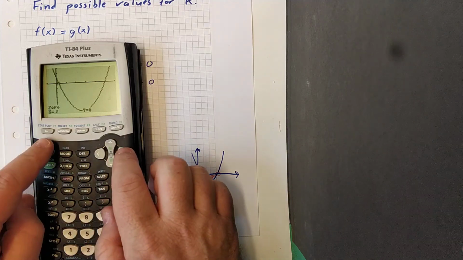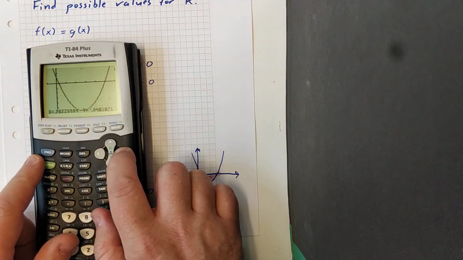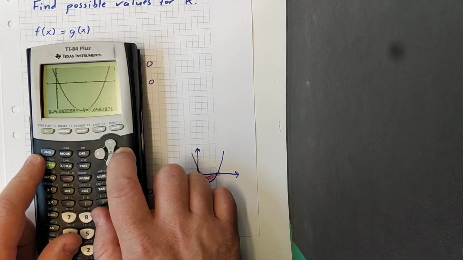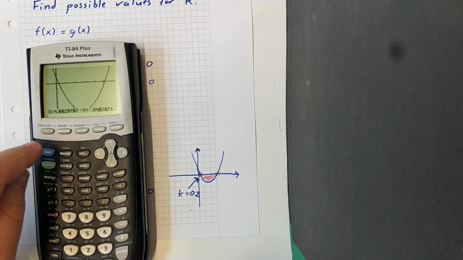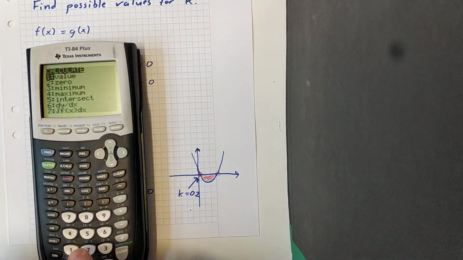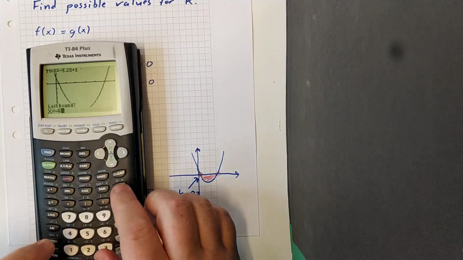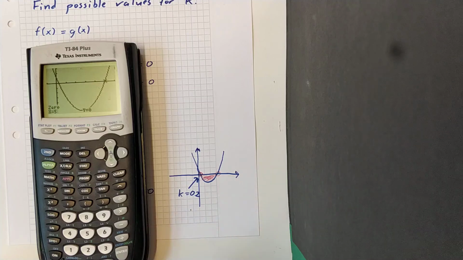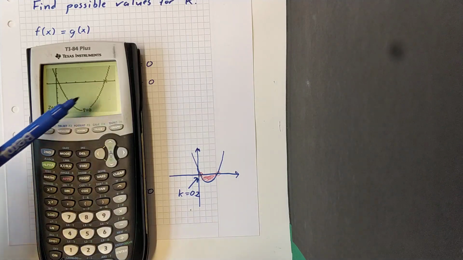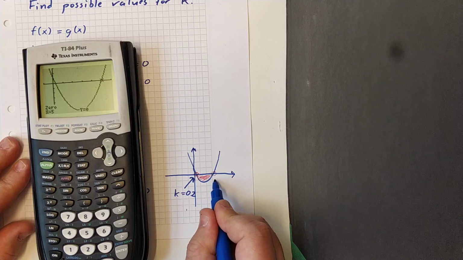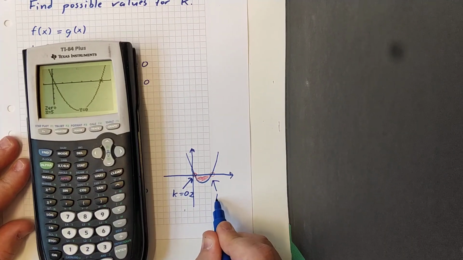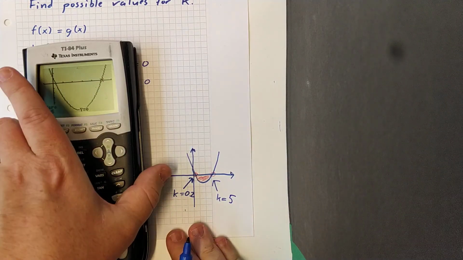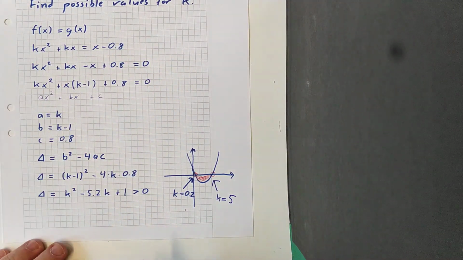And similarly, we can find the other one. It's around 5, it seems. So calc 0, left bound say 4, right bound 6, guess, yeah, 5, exactly 5. So this intercept is when k equals 5. And therefore we have actually solved it.